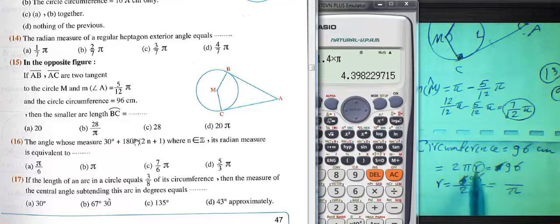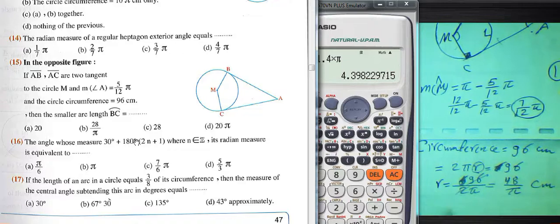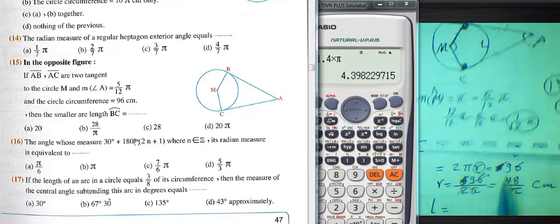So the radius equals 96 over 2 pi. We can divide it by 2. 9 divided by 2 equals 4, and the remainder 1. 16 divided by 2 equals 8. The result will be 48 over pi centimeters. It's the radius. So we can find the length of this arc.